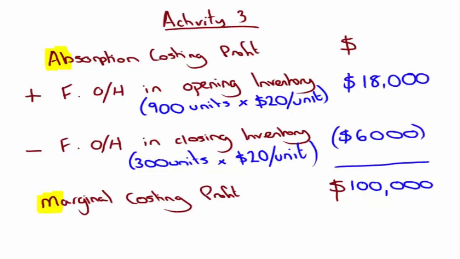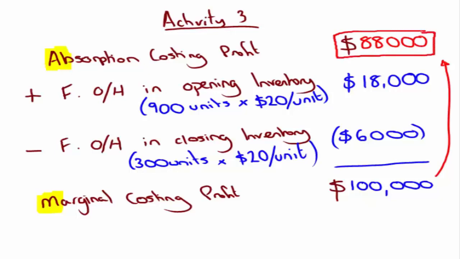That means the total amount of fixed overheads included in opening inventory comes to 18,000, and in closing inventory is 6,000. Now these adjustments would be the way in which we adjust our absorption cost profit. So if we're working backwards from marginal cost profit, then we need to obviously reverse the order, and that would result in our absorption cost profit being less than the marginal cost profit and being 88,000.